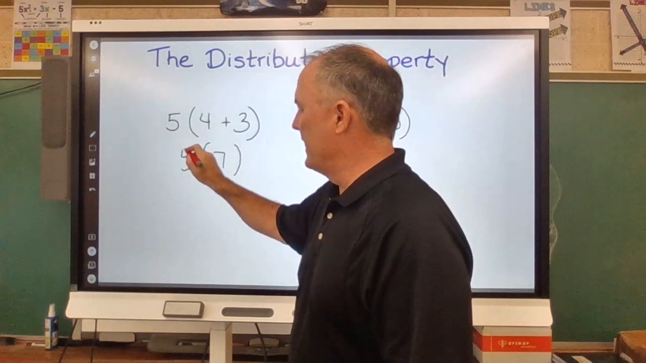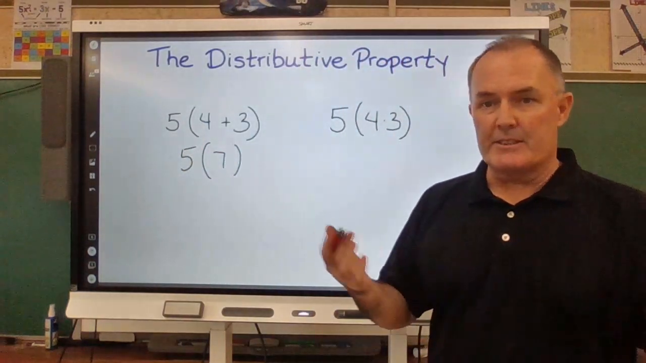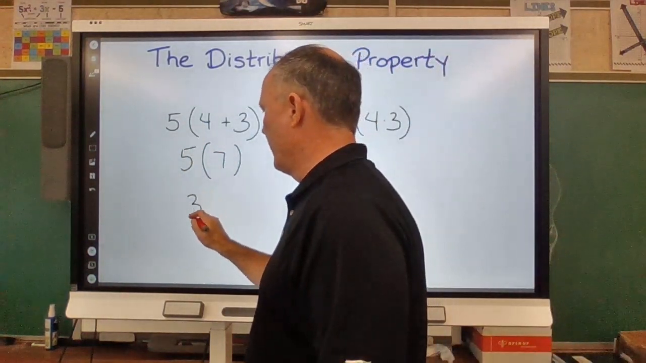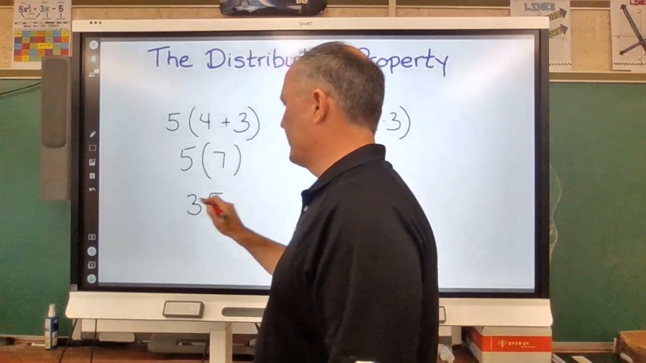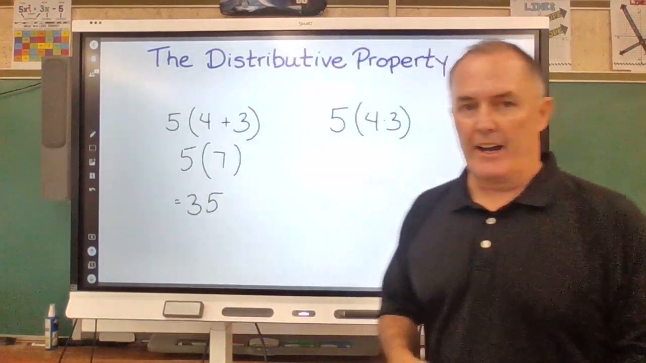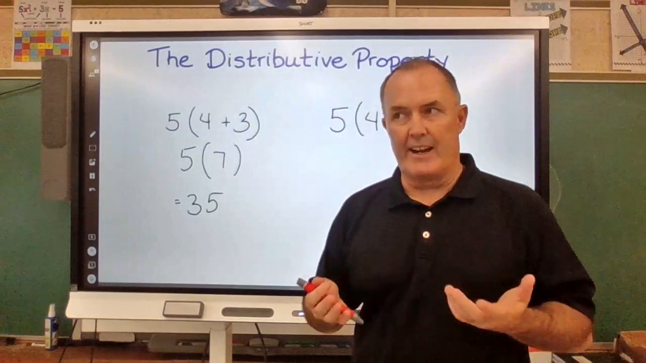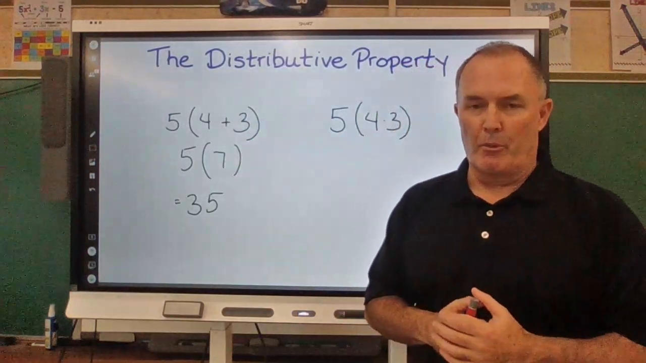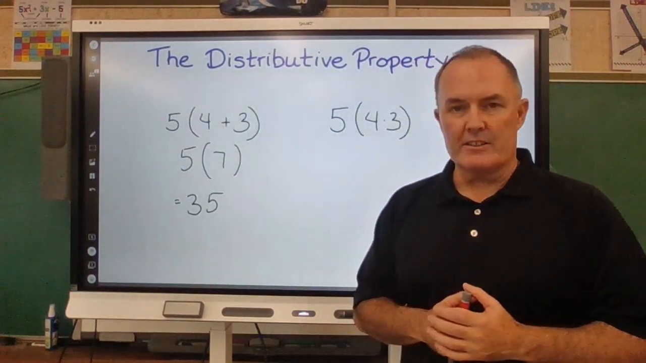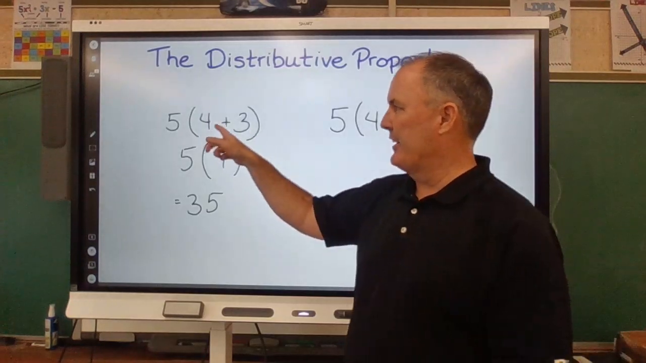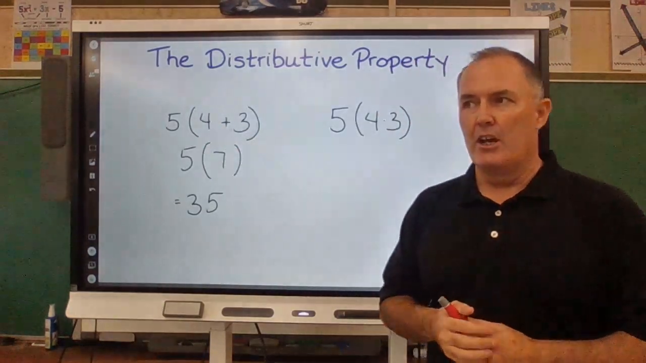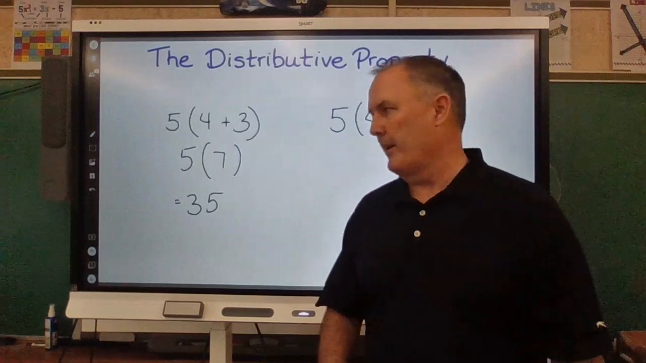I have 5 on the outside. 5 times 7 is 35. We have just simplified this expression. Now, that's using the order of operations. We can also, although we don't recommend it, if we can actually solve what's on the inside of the parentheses, we can use the distributive property.